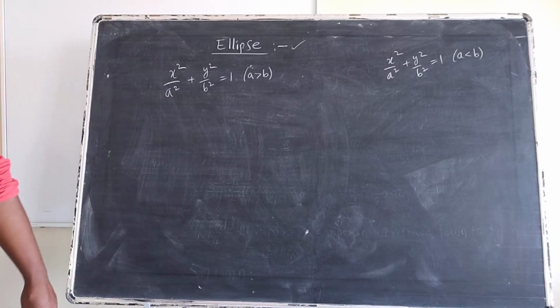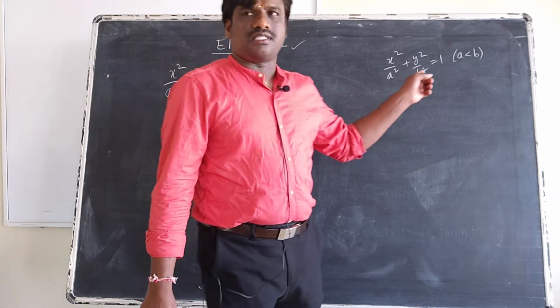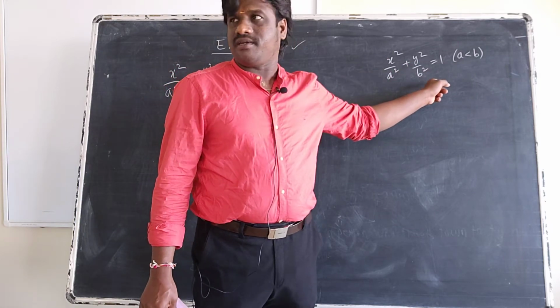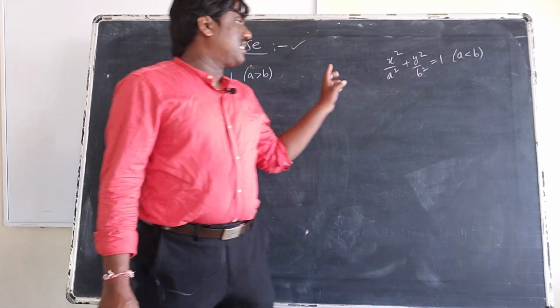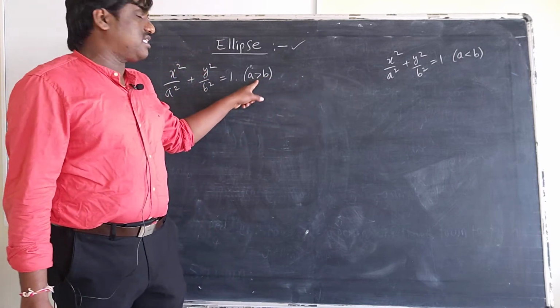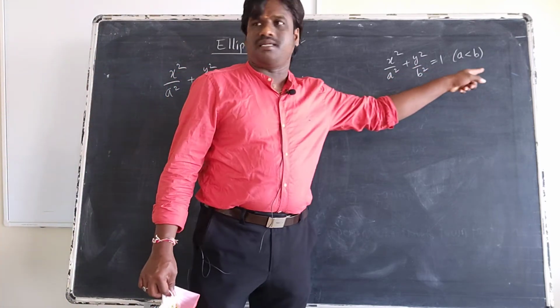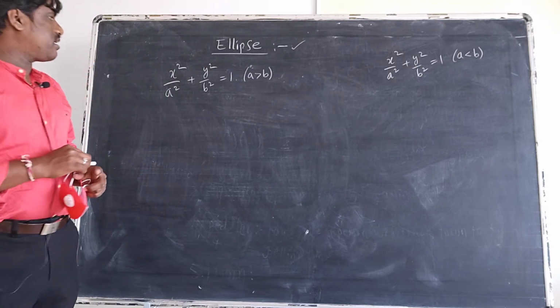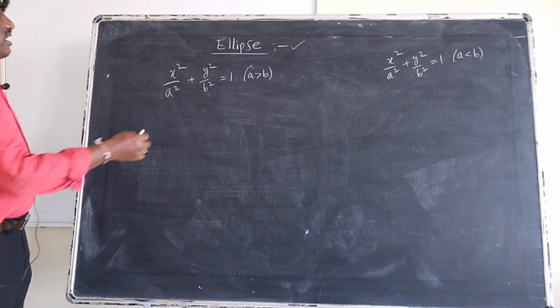In some textbooks, if you go for CBSE, they give x square by b square plus y square by a square. But here I am mentioning it the same way because I am mentioning a greater than b and a less than b there. So this way we will learn in JEE. This is called the equation of an ellipse.